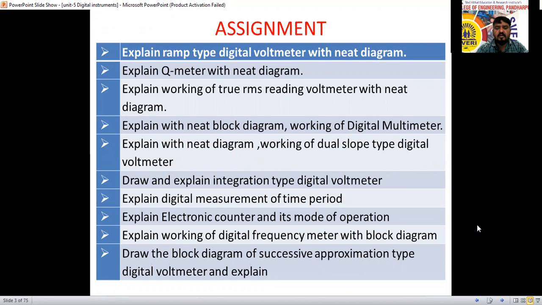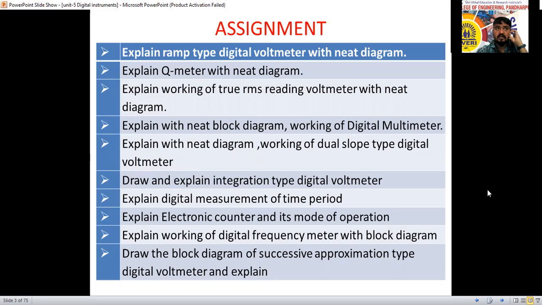You have to draw the block diagram of successive approximation type digital voltmeter. This is also one type. So in total 5 digital voltmeters are there. These questions you have to write. Out of these you can leave the digital frequency meter, or you can write it here. All 10 questions you can write here. All these 10 questions we are going to discuss now, one by one.